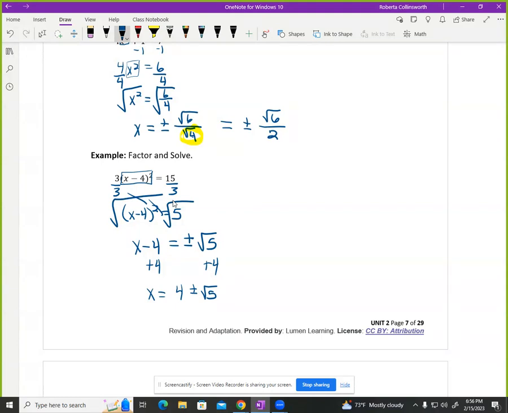This gives me 2 solutions, just like this was 2 solutions. These 2 solutions are x equals 4 plus the square root of 5 and x equals 4 minus the square root of 5. Anyone have any questions?